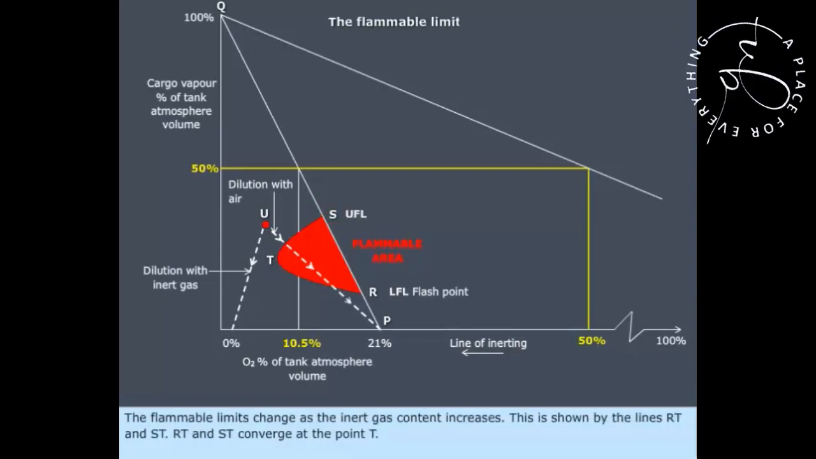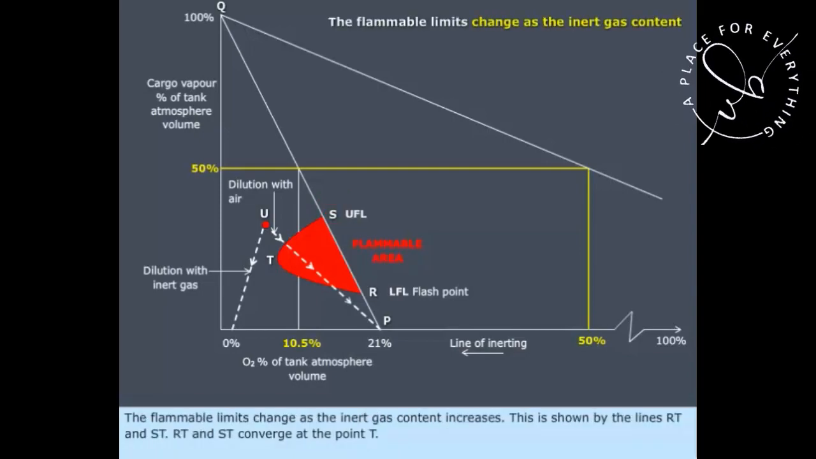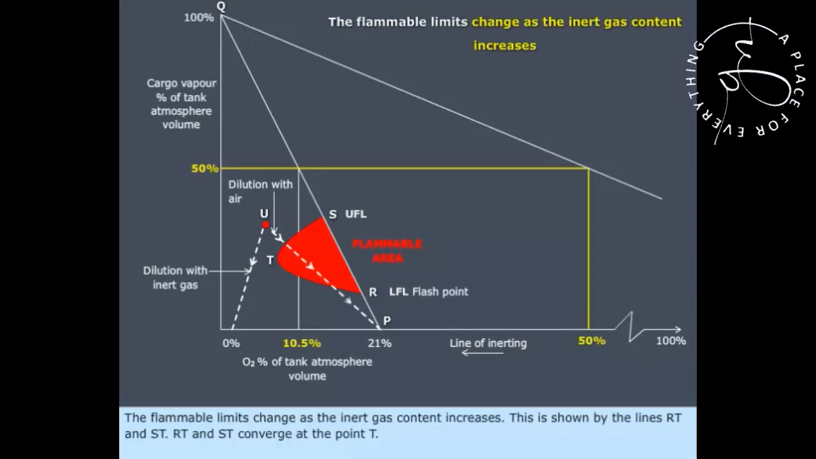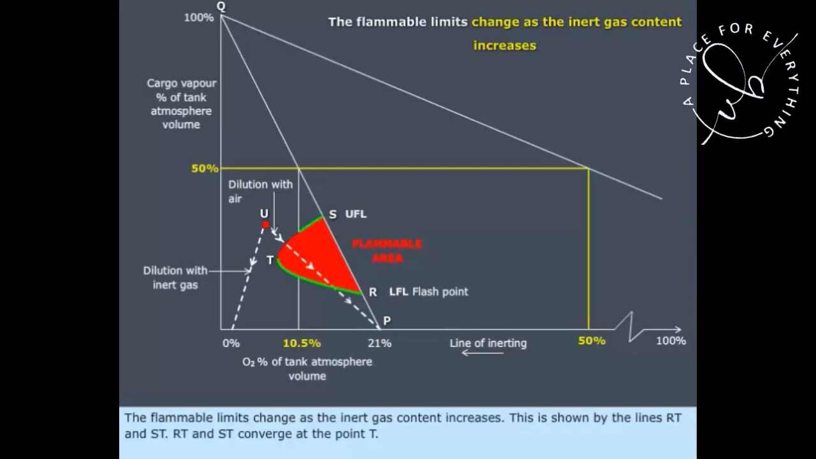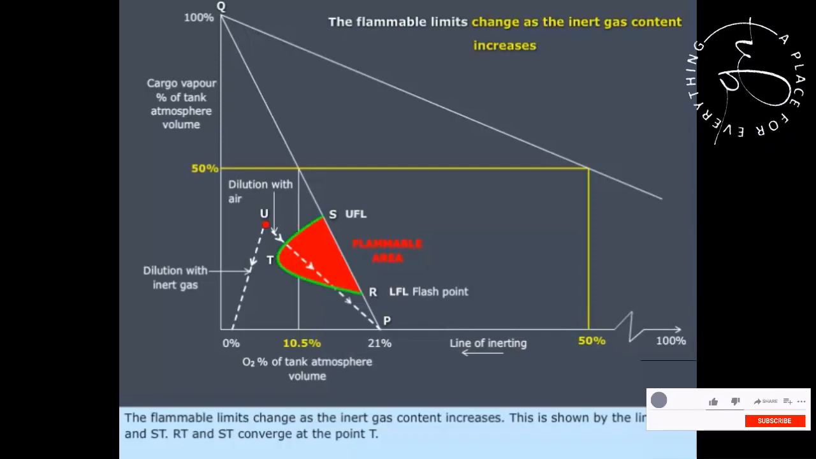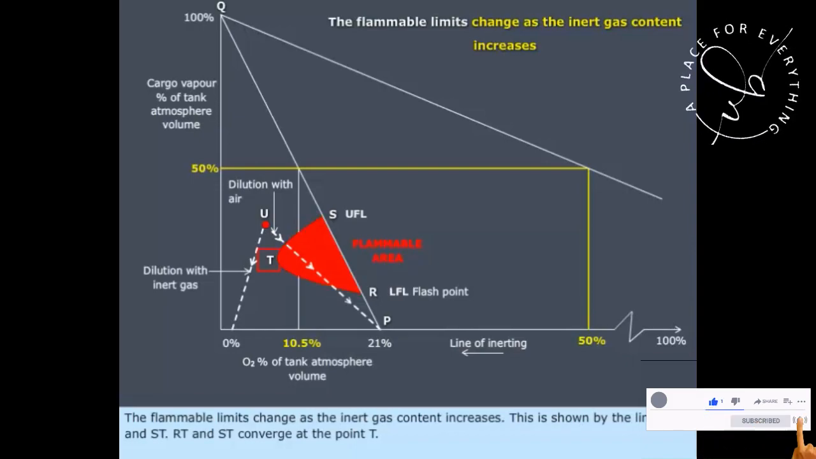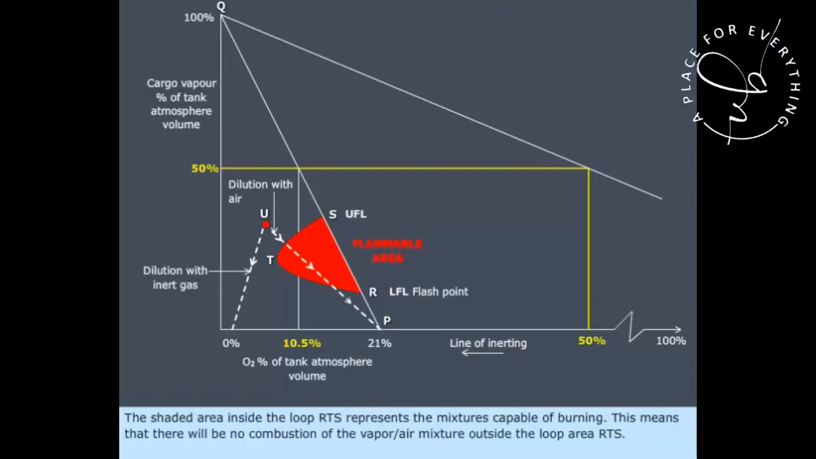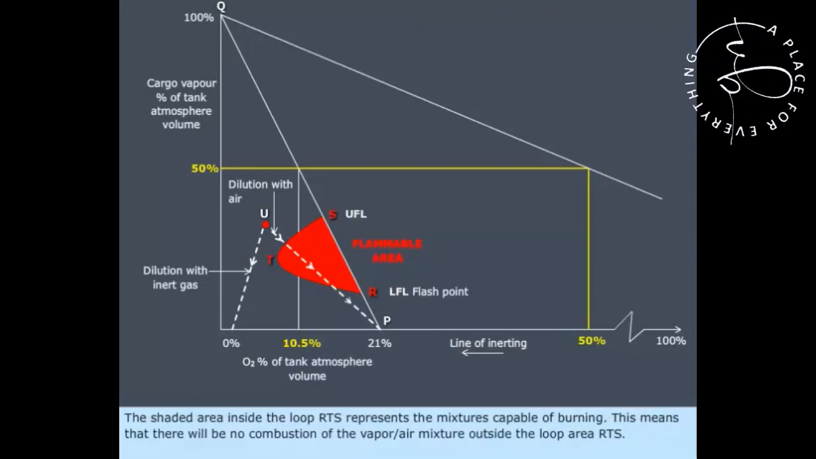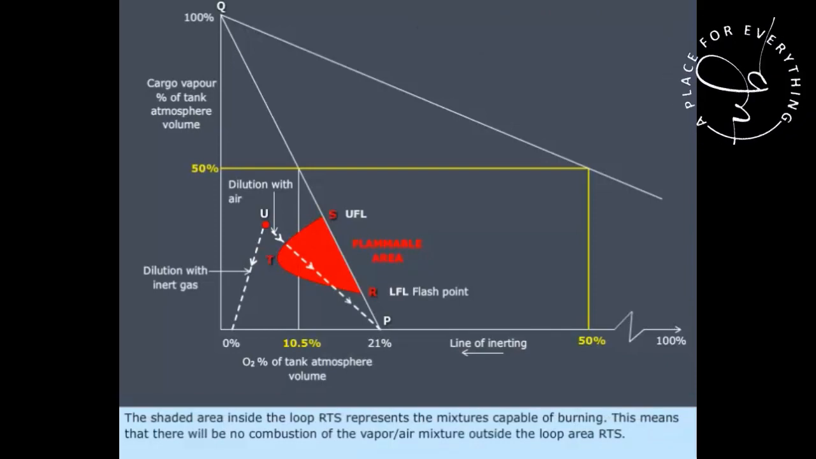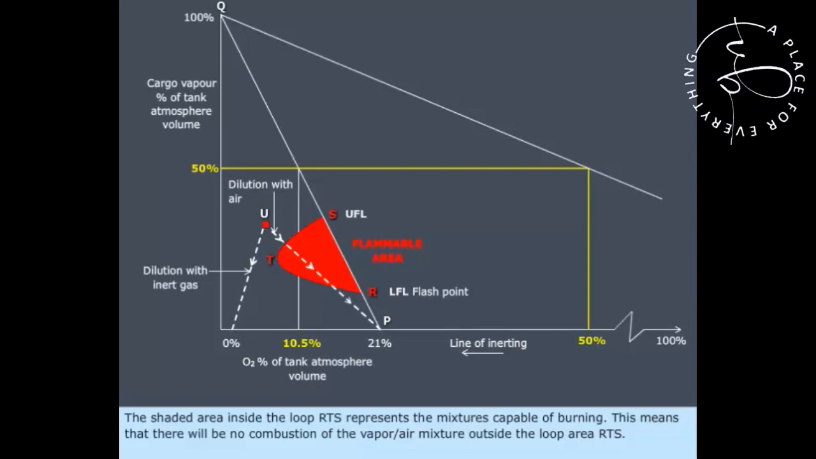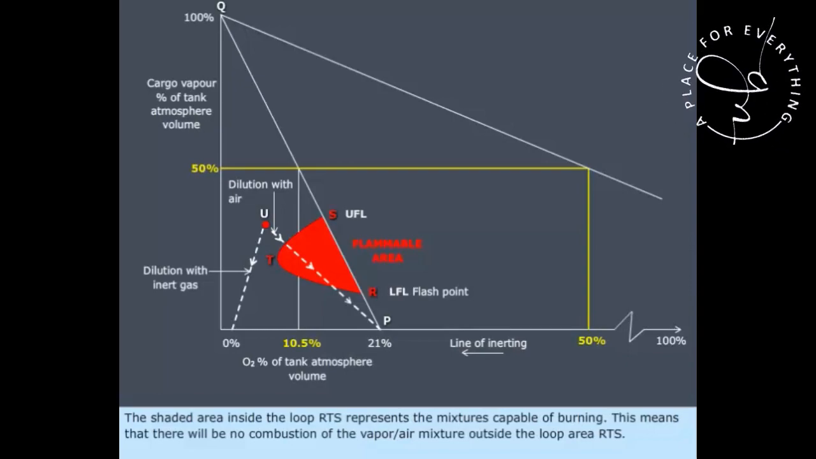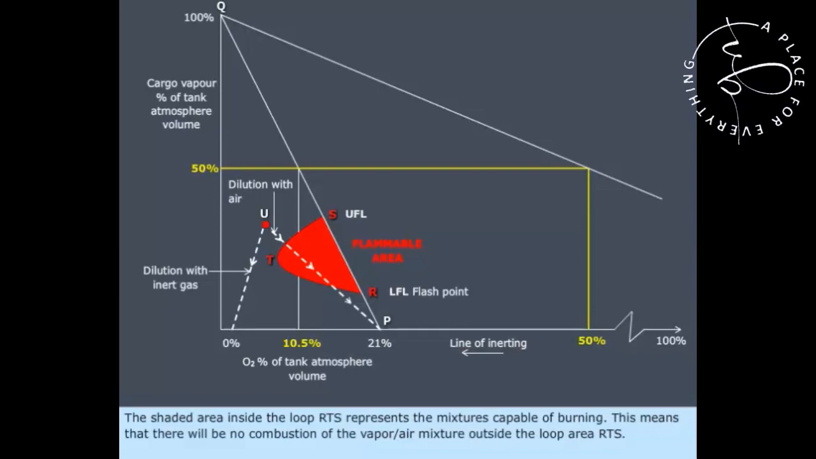The flammable limits change as the inert gas content increases. This is shown by the lines RT and ST. RT and ST converge at the point T. The shaded area inside the loop RTS represents the mixtures capable of burning. This means that there will be no combustion of the vapor-air mixture outside the loop area RTS.